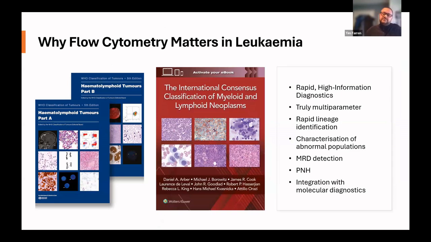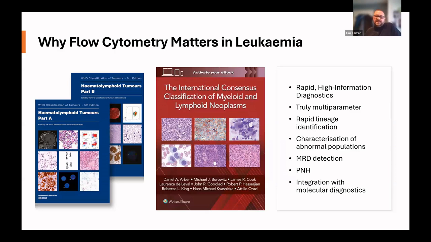So to start with, it's really important to highlight why flow cytometry is so central to the diagnosis and also the management of patients with blood cancer. So we know that flow cytometry provides rapid, high informational diagnostics at a single cell level. And unlike some techniques such as immunohistochemistry, or some tests where you might need to cell sort before targeting a particular cell of interest, flow cytometry allows us to assess multiple parameters simultaneously, giving us a very detailed immunophenotypic profile of each population within a heterogeneous group of cells.